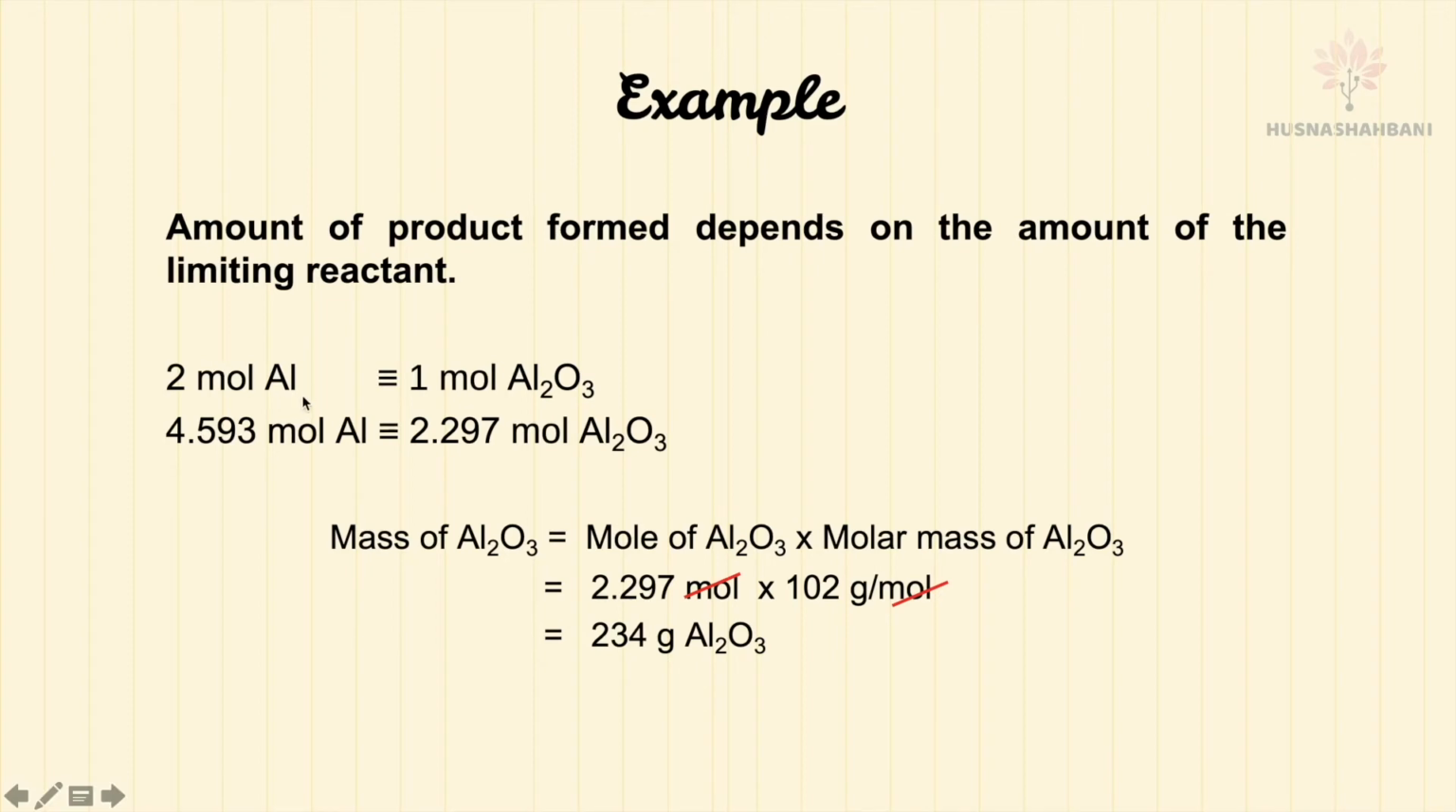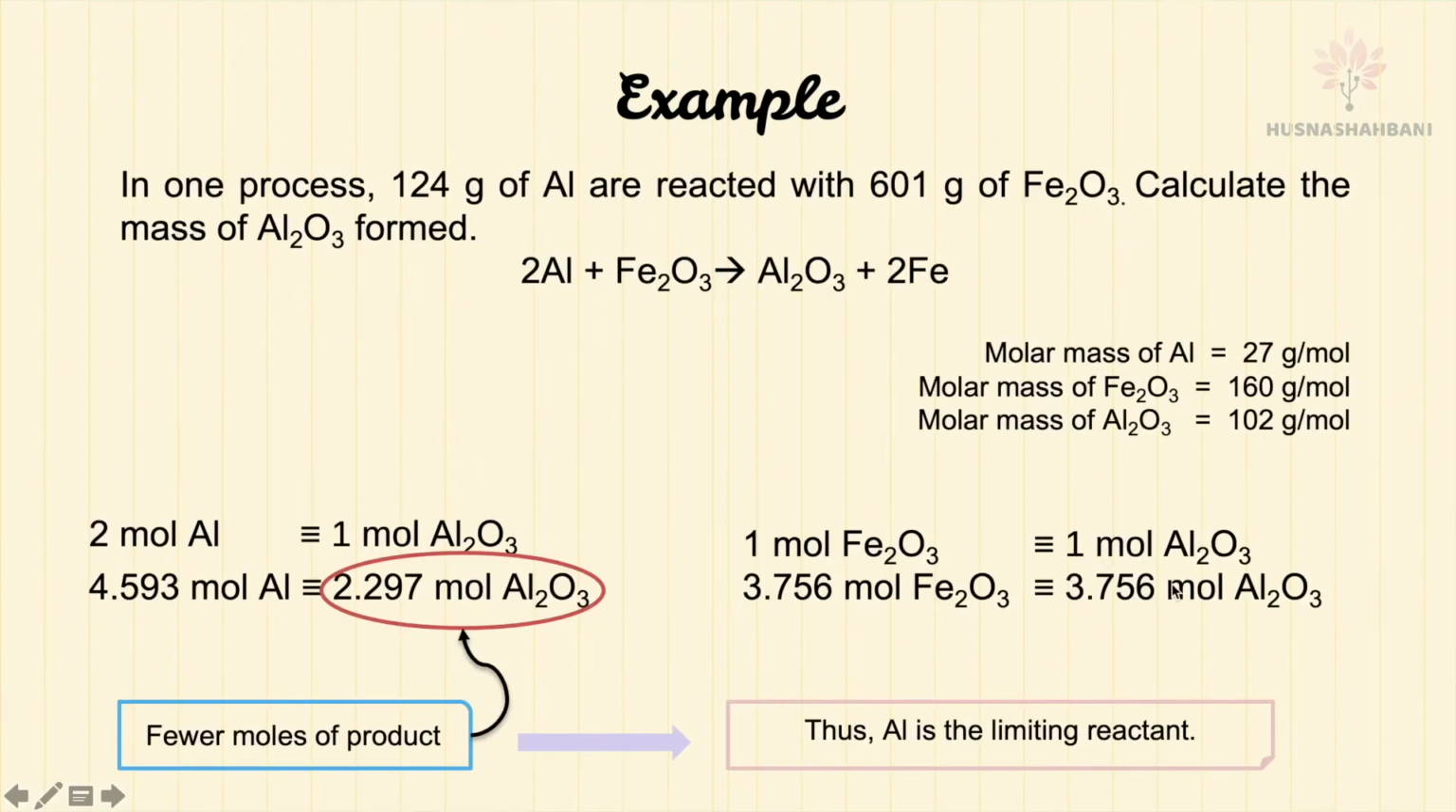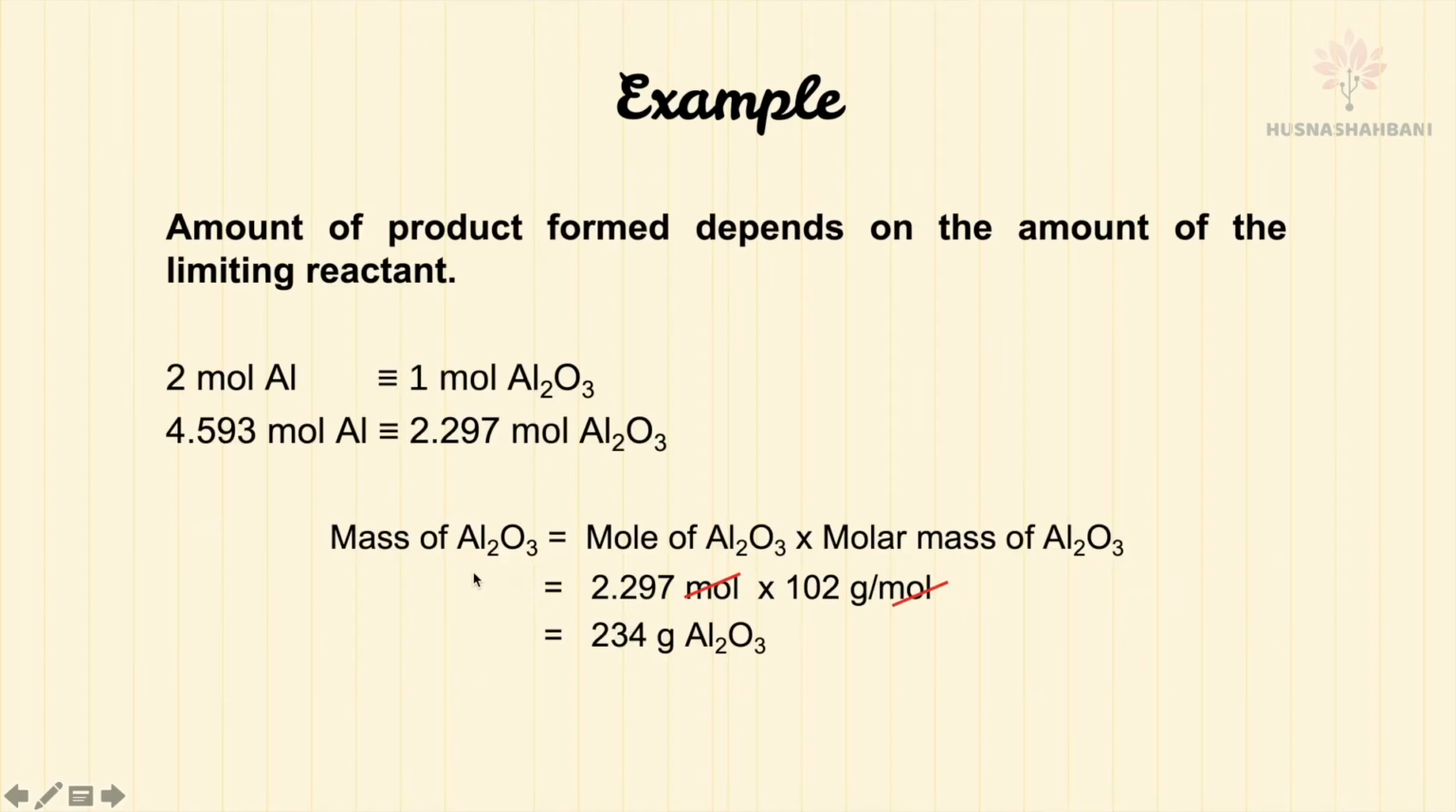When we know that Al is the limiting reactant, use that number of mole to find the mass. If you use this number of mole, this is not the limiting reactant, so you're gonna get the answer wrong because this is not the actual number of mole of Al2O3. You don't have this much, you only have this much of Al2O3. So you can find the mass by multiplying the number of mole with the molar mass. The mass of Al2O3 is 234 gram of Al2O3.